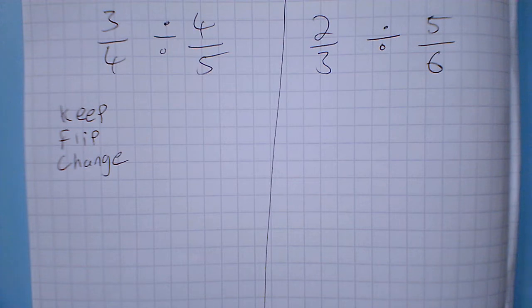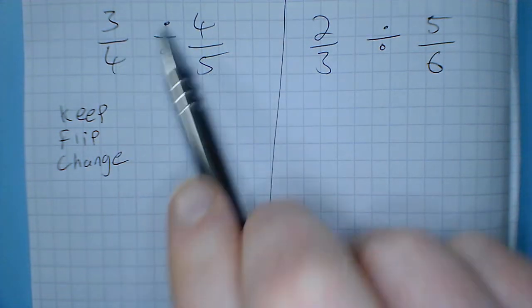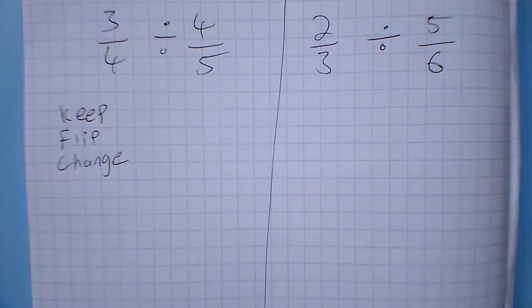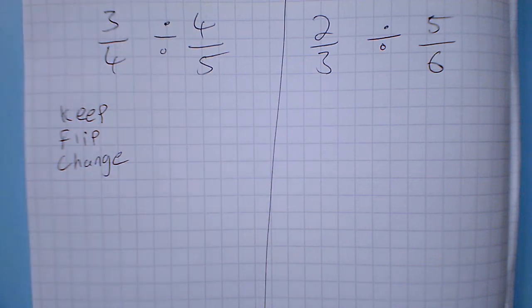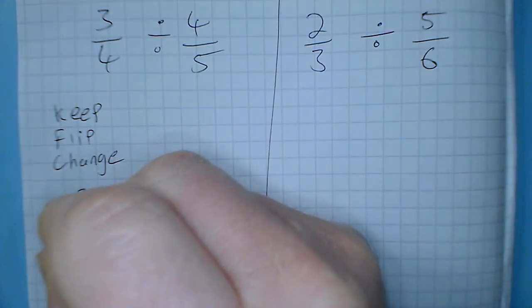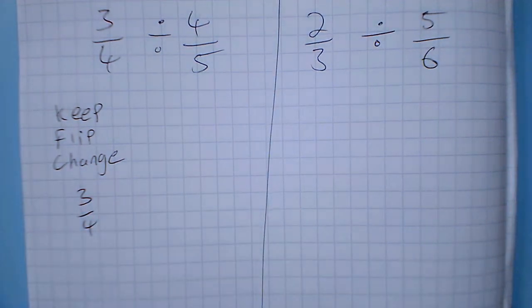So the example I'm going to try is 3 over 4 divided by 4 over 5. So 3/4 divided by 4/5. Well, the first thing I do is keep. That keep means the first fraction. I'm going to keep that first fraction exactly as it is. So I'm going to rewrite 3/4.